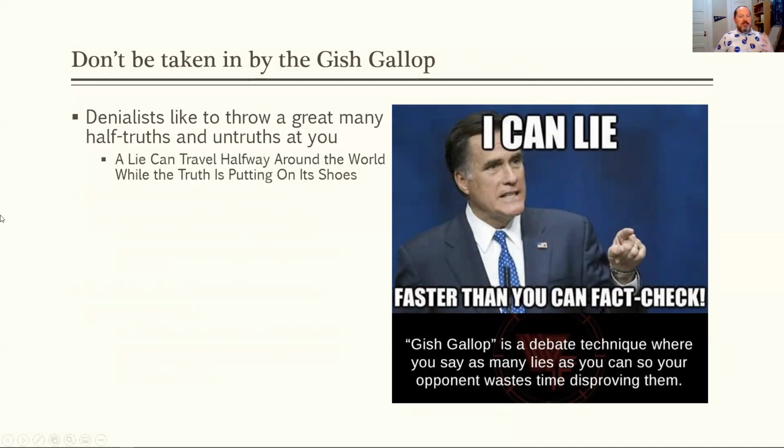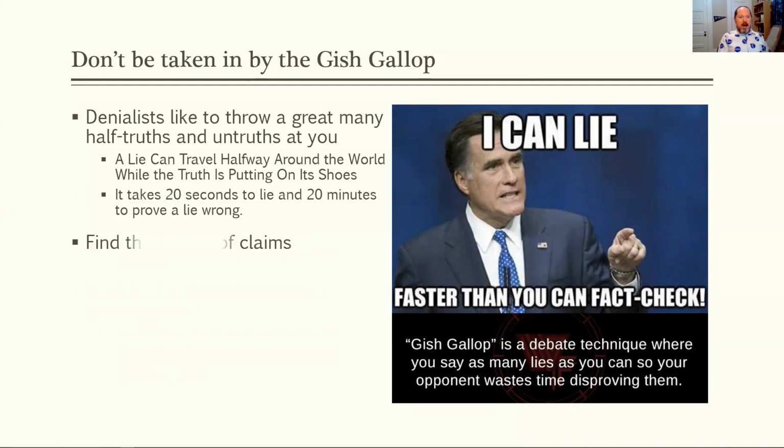There's this famous quote: a lie can travel halfway around the world before the truth puts its shoes on. Or another way of saying it, it takes 20 seconds to lie, but it takes 20 minutes to prove that a lie is wrong. So be careful of the Gish gallop when you are doing your background reading.